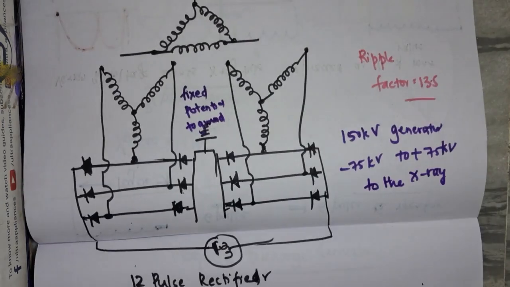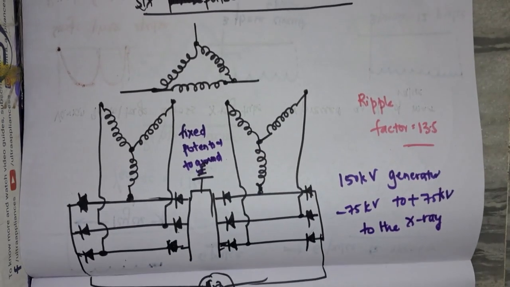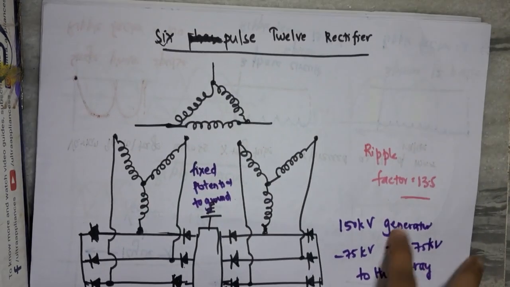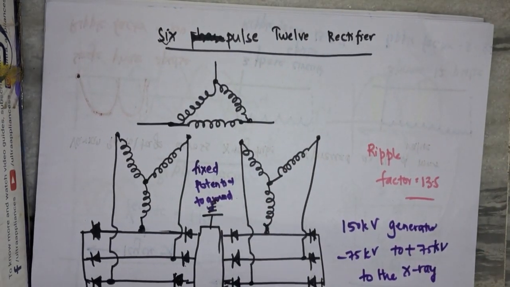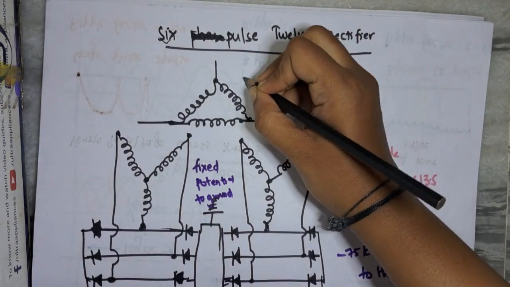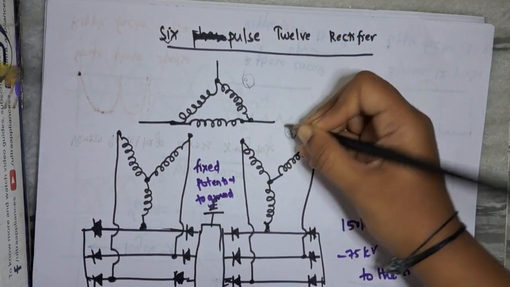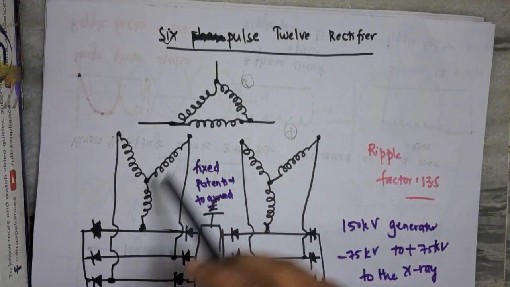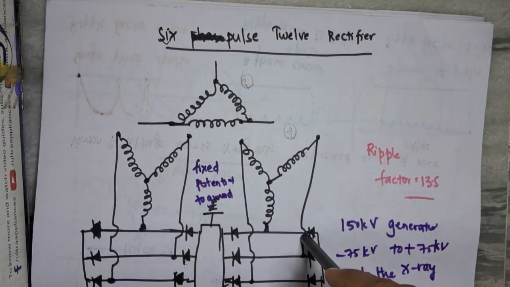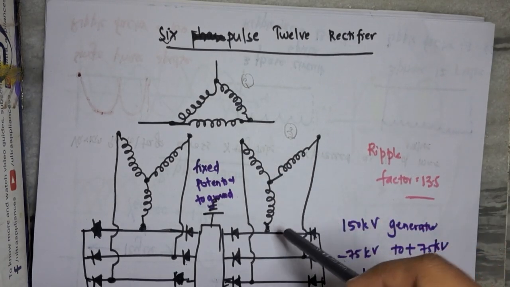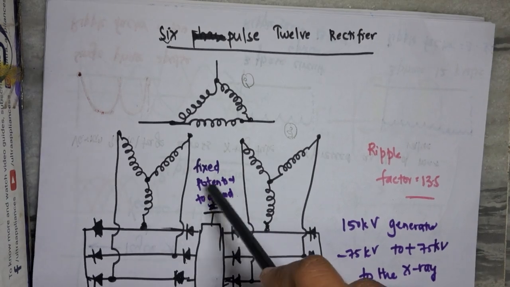Then the next type of rectifier is the 6 pulse 12 rectifier circuit. In this 6 pulse 12 rectifier circuit, we can see that there is a delta winding, which is the primary winding, and we have two secondary windings which are Y windings. So there are two secondary Y windings present, and this is also a 6 pulse rectifier only, and here the potential is fixed to the ground.